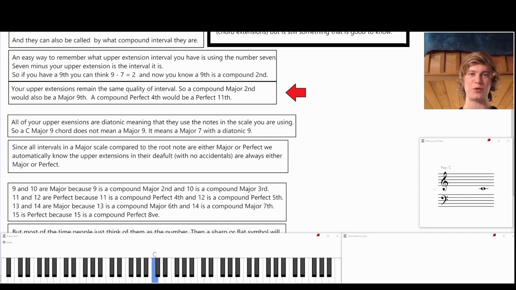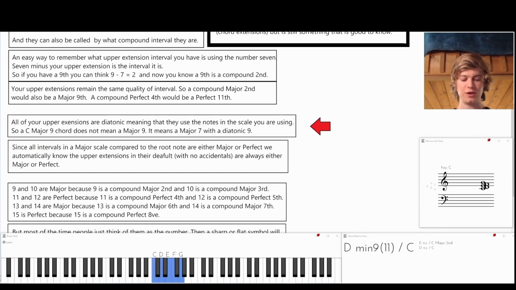So normally if we have a perfect fourth, we're going to have the notes C and F if we're starting from C. So now if I have this 7th chord and I want to add that compound perfect fourth on top of it, that could be thought of as a perfect 11th and can also be thought of as a compound perfect fourth. All of your upper extensions are diatonic, meaning that they're using the notes in the scale that you're using. So in this instance, we're using the C major scale. So all of my upper extensions in their regular form are going to use these notes in the scale.